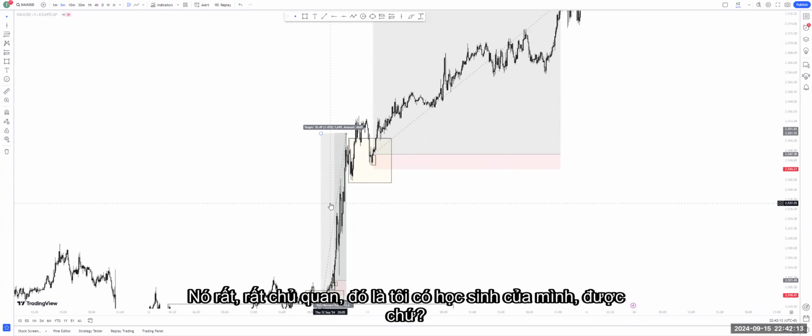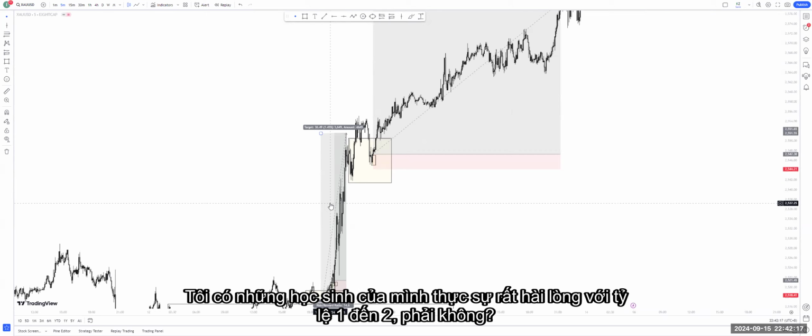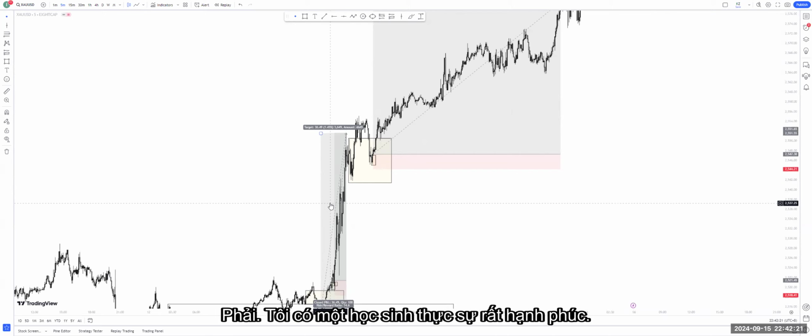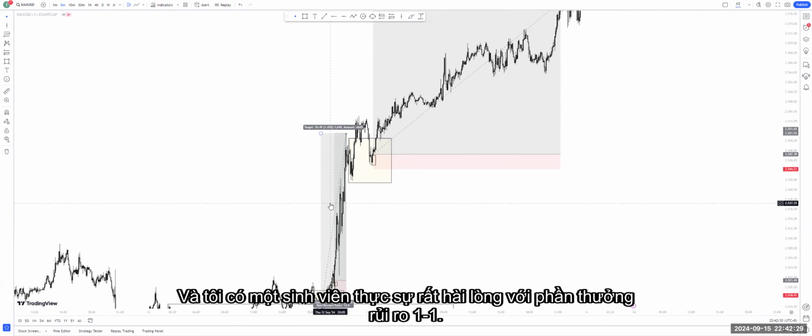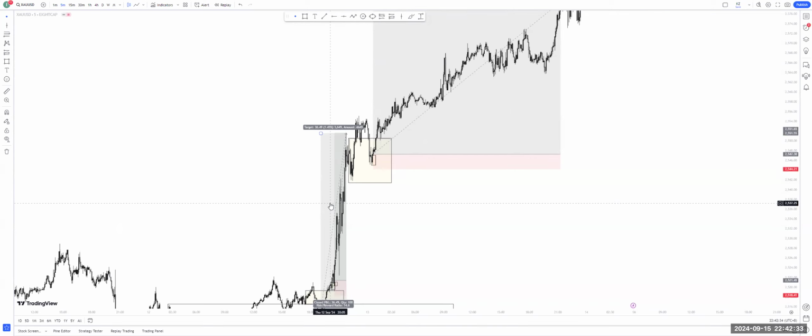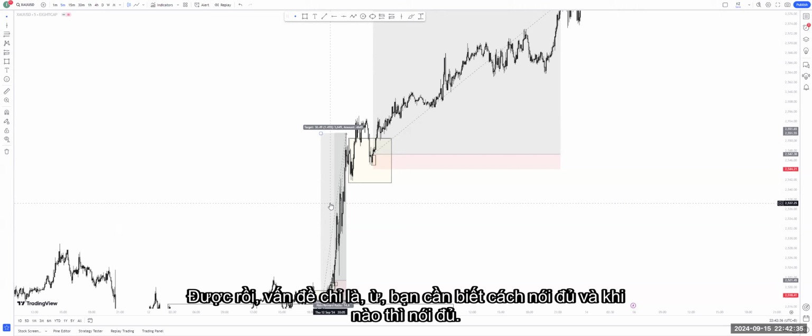It is very, very subjective. I have students that are really happy with 1 to 2, right? I have a student that is really happy with, "Today I took a buy and I collect 50 pips every single day." Yeah, I'm happy with that. And I have a student that is really happy with one-to-one risk reward. It's just a matter of knowing how to say enough and when to say enough.